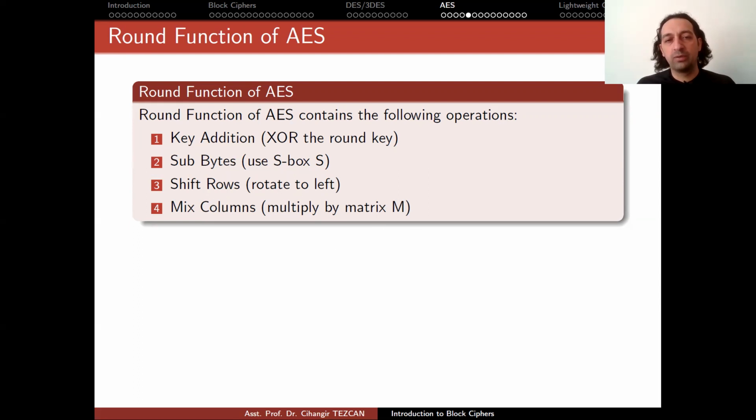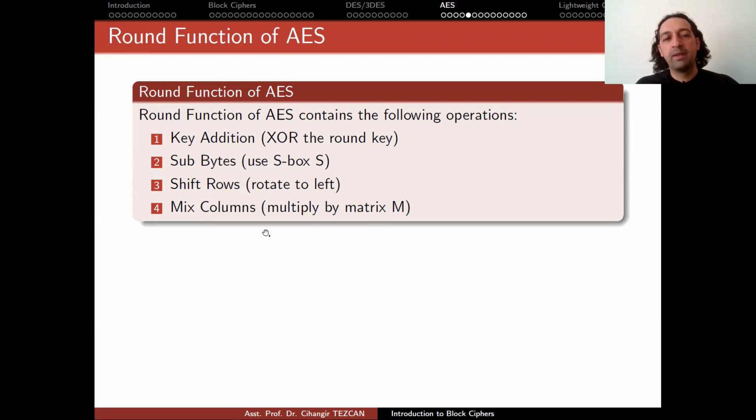You might think, why are there two different operations? We will see that ShiftRows is just rotation to the left. So we are rotating rows to the left. But if you only do this, there wouldn't be any operation that works on the columns.